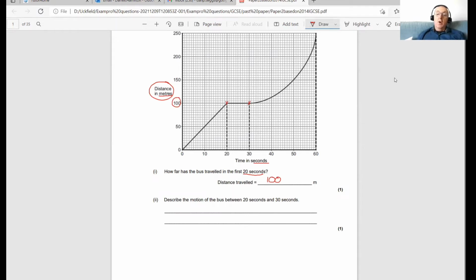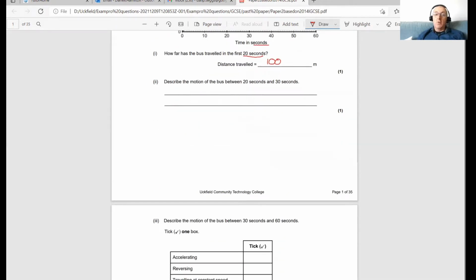So how could you describe the motion of something where over time its distance hasn't changed? Well, I would say that's a thing that's stopped, or not moving. If you want to sound clever, you could say stationary. But the heart of it is the thing's not moving.